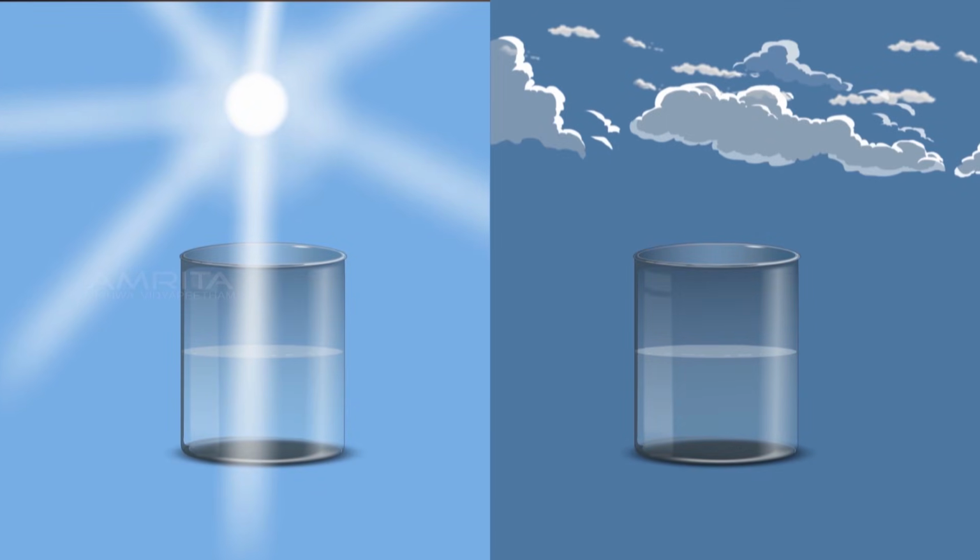Hence, you will observe that under hot conditions, the water level in the beaker drops, whereas in humid conditions, there is no significant change in the water level. This shows that humidity affects evaporation.